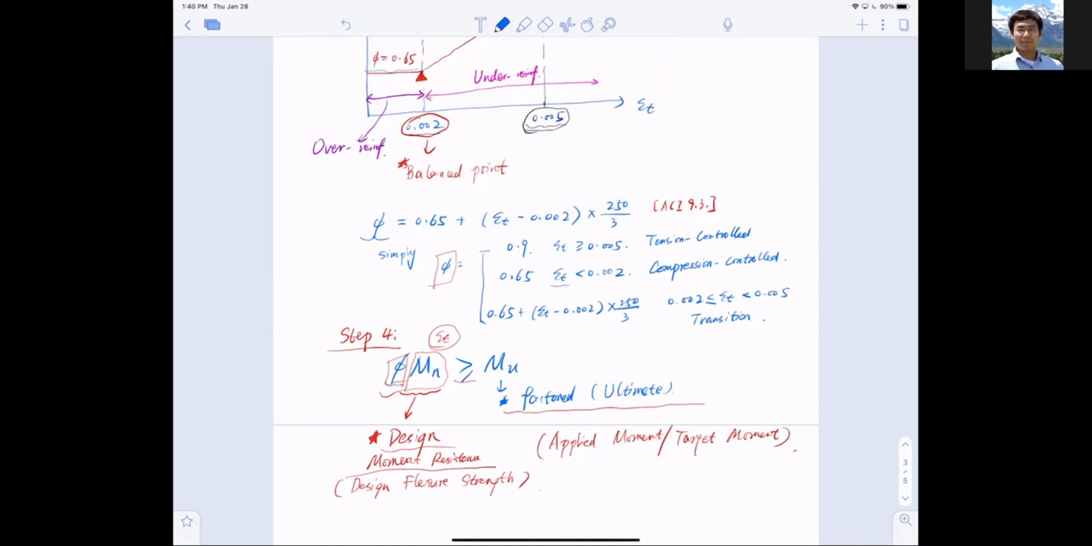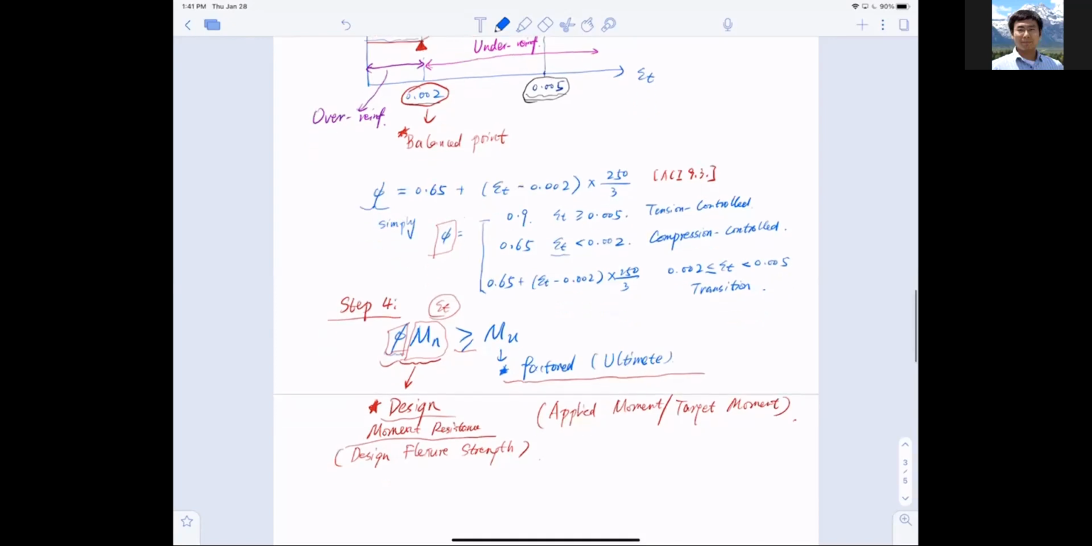Okay, so at this point, we have concluded all the analysis procedure for computing the moment capacity of singly reinforced, single layer reinforced concrete beams. Mouthful of words, but basically that's it. That's all you need to know. It's a little bit long, but this is what it is. What is Mu? Mu is the applied moment, or factored moment. If you see from homework number 1, that's what you're looking after.